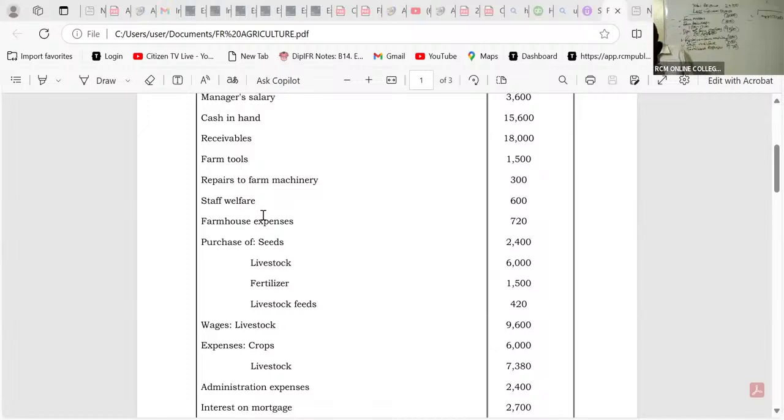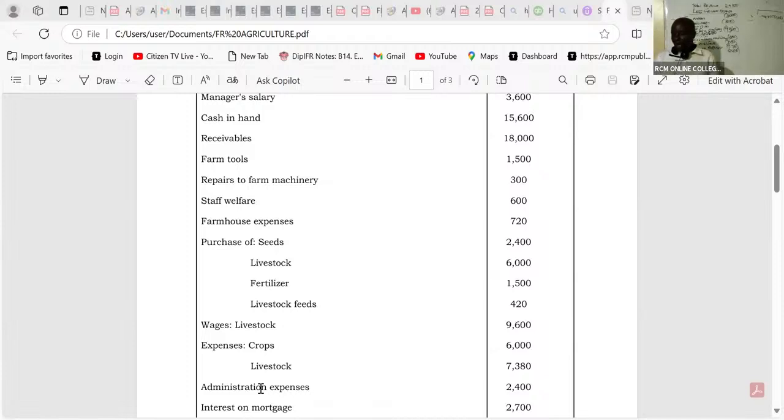After farmhouse expenses, just look around. You can see these are biological farm specific. Wages, you can see they are crop specific. Even these expenses are biological asset specific. But now we have administration expenses. I can see a figure of 2,400. These are 2,400.